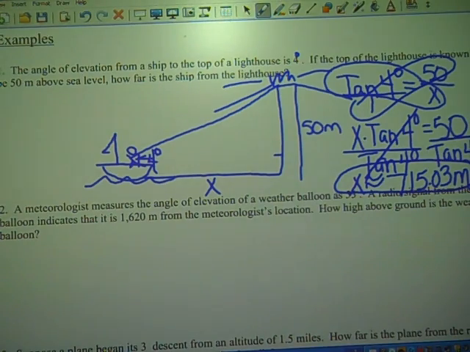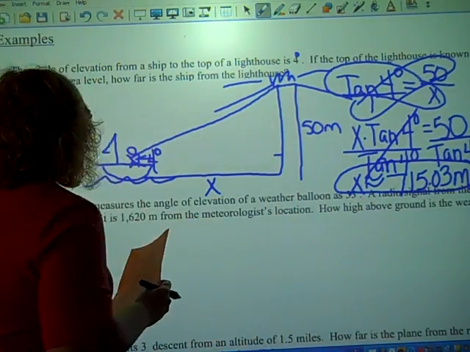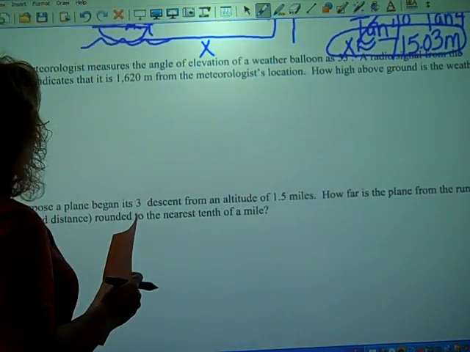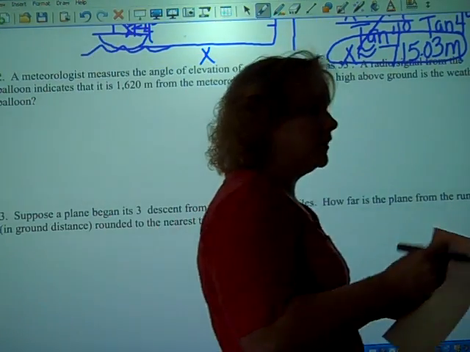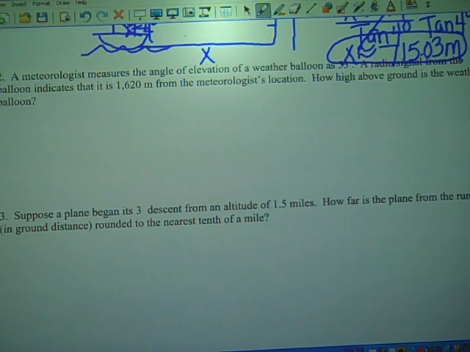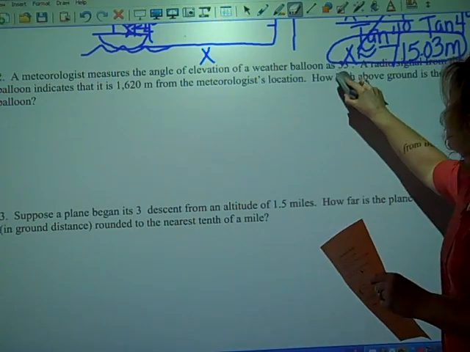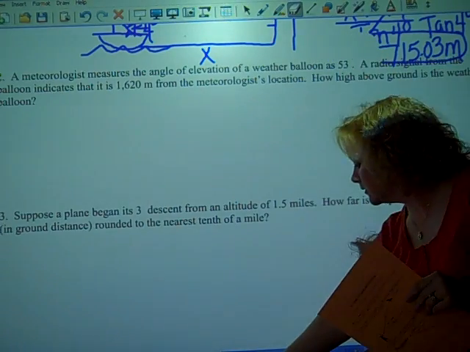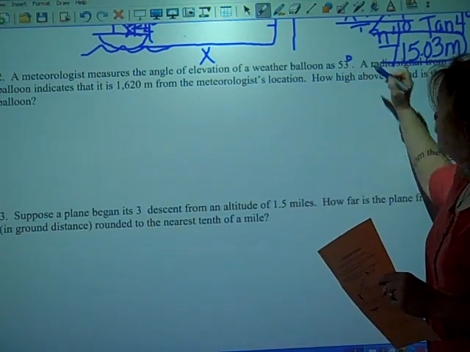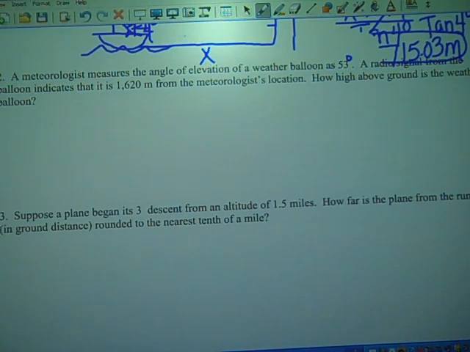Okay, let's do the second one. Let's do number 2. Number 2, someone read that for me. Stephanie, read it for me. A meteorologist measures the angle of elevation of a weather balloon as 53 degrees. Put a degree sign there. A radio signal from the balloon indicates that it is 1,620 meters from the meteorologist's location. How high above the ground is the weather balloon?